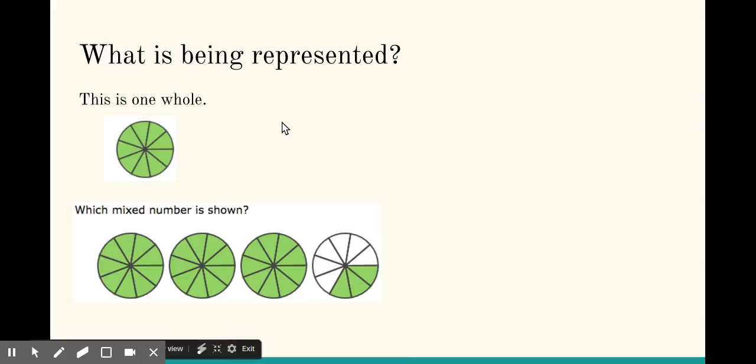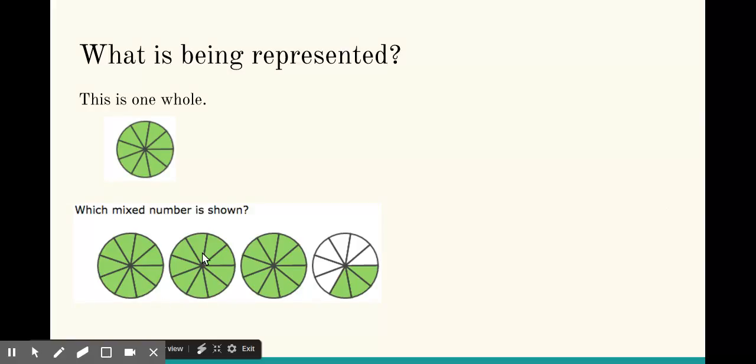It says this is one whole. Do you see this one whole here? Let's count the pieces to see how many pieces are in this one whole. So 1, 2, 3, 4, 5, 6, 7, 8, 9, 10. So we have 10 pieces representing this one whole. I'm sorry, this is 9 pieces. Mrs. Drinker counted that piece twice. Let's try it again. 1, 2, 3, 4, 5, 6, 7, 8, 9. I should have marked the pieces to make sure that I knew that I had counted that piece already. So this is one whole.